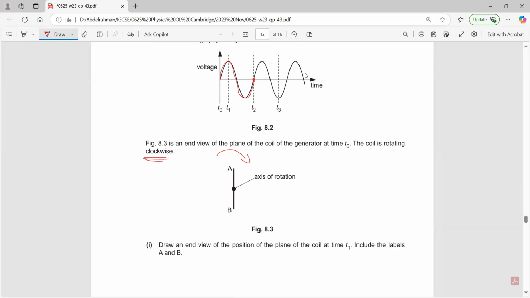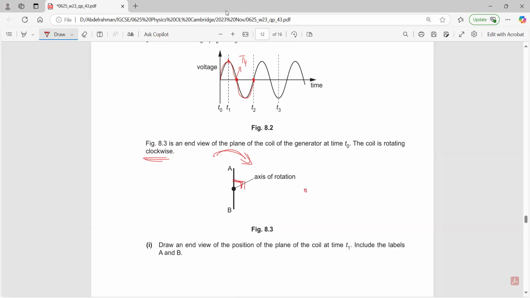What about if I come up with a new time, t4? T4 is only half a rotation, 180 degrees. What about t1? That's the question in I. Draw the end view of the position of the plane at time t1. Include the labels A, B. Is it a complete rotation? No. Is it half a rotation? No. It's only a quarter of a rotation. So when you are rotating in this direction, only a quarter of a rotation means it will rotate 90 degrees.